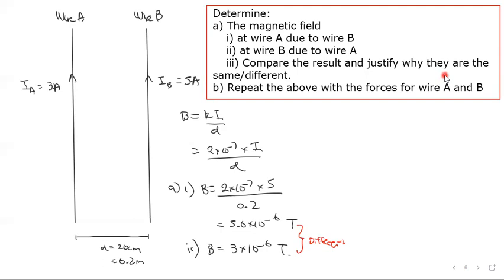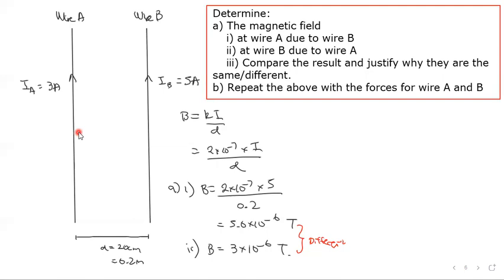So the two numbers are clearly different. And they ask us to compare the result. So we would say quite clearly that the two results are different. The two magnetic fields at the different locations are different. Specifically, one is 5 times 10 to the negative 6 and one is 3 times 10 to the negative 6. In other words, the magnetic field at YA due to YB is stronger than the magnetic field at YB due to YA. And the reason is quite simple. The reason is because they're created by different wires carrying different currents.